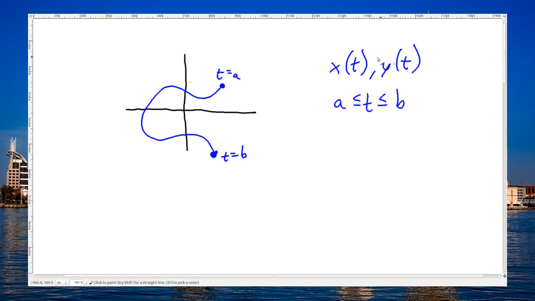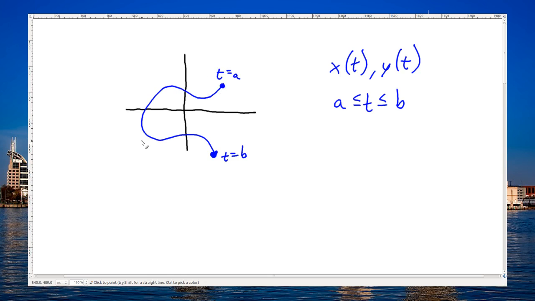And the assumptions here are that x and y are differentiable, their derivatives are never going to be zero at the same time, and these are what we call one-to-one functions, which means this tracing does not back up and do anything, it doesn't skip around or anything. Each point comes from exactly one t value.